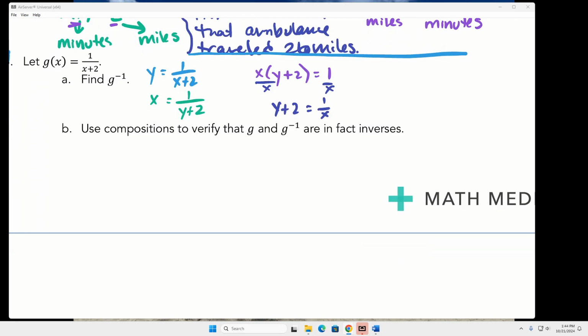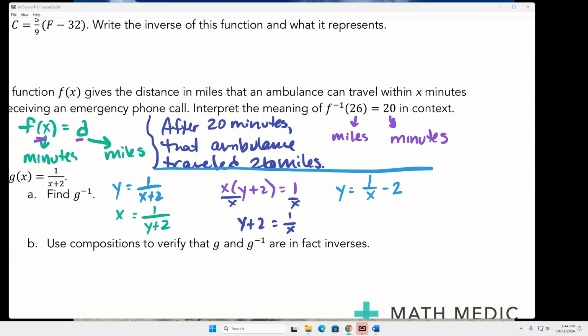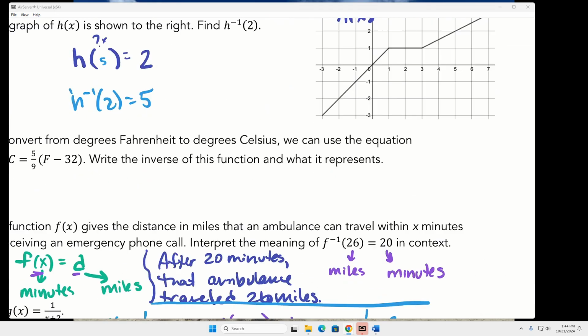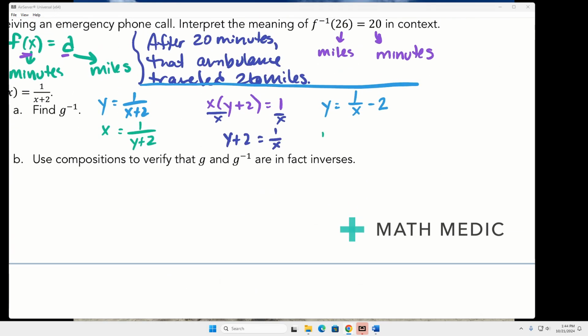All right, now what do I do with that 2 to solve it for y? If I don't want the 2 and it's being added to the y, we're going to subtract it. All right, and then the last step is another easy step where we're just going to replace y with this. In this case, it's going to be g inverse. All right, that's my inverse function.